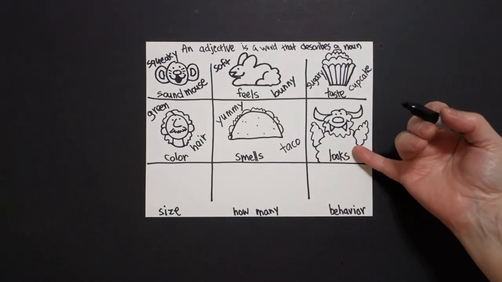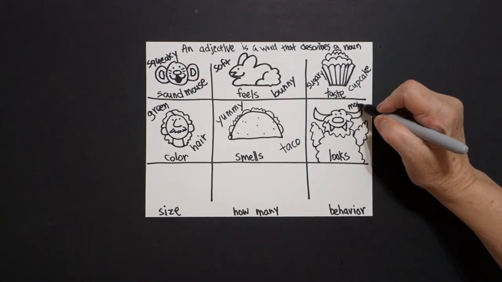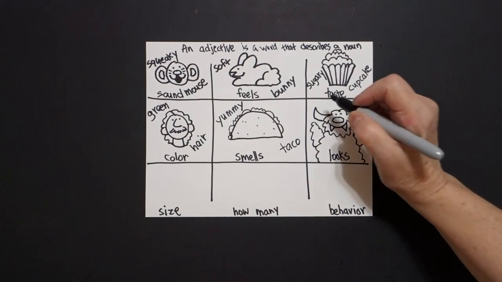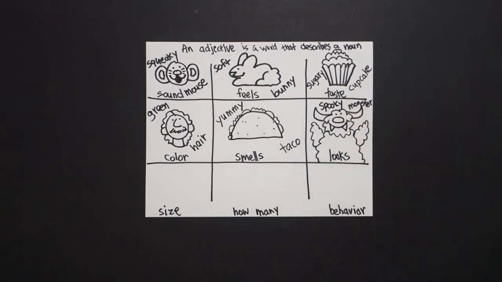What is this? How does this look? This is my monster. And how does he look? Spooky. Spooky monster. Monster is the noun.